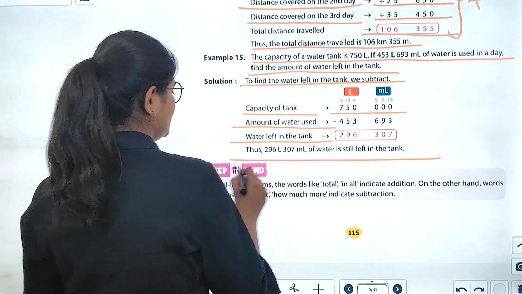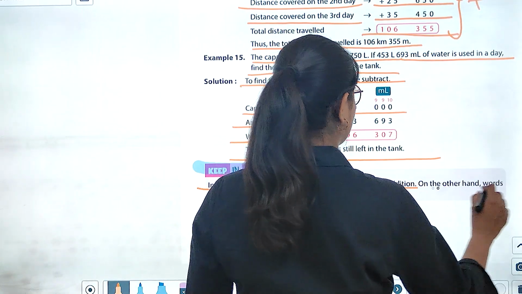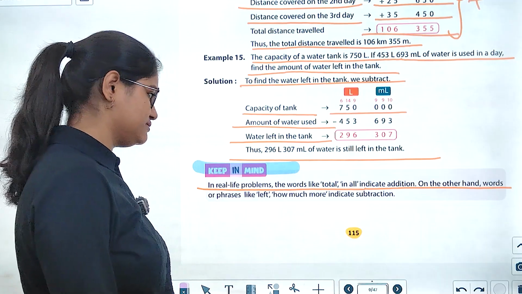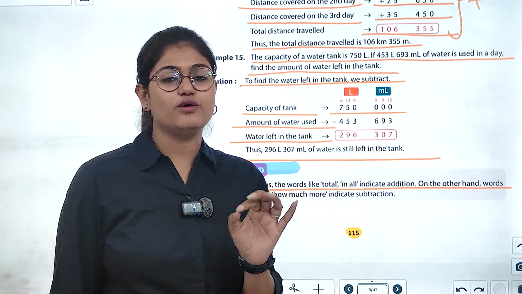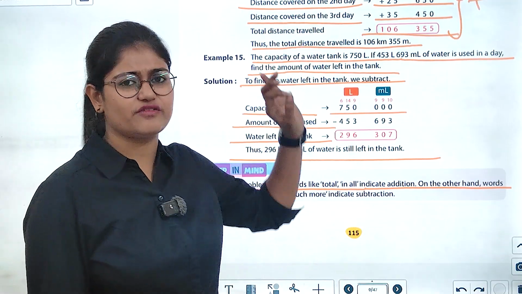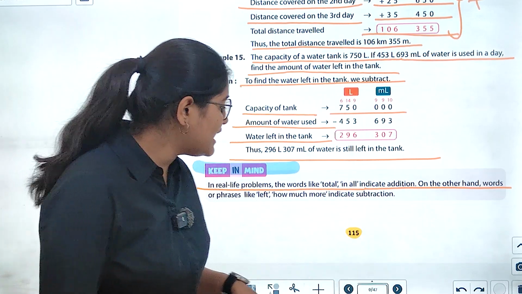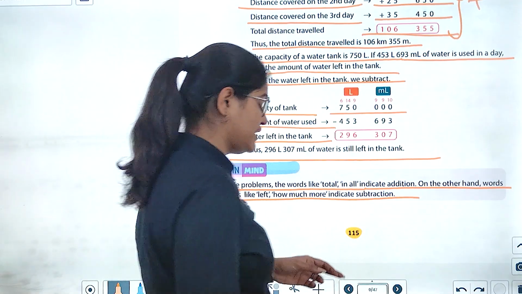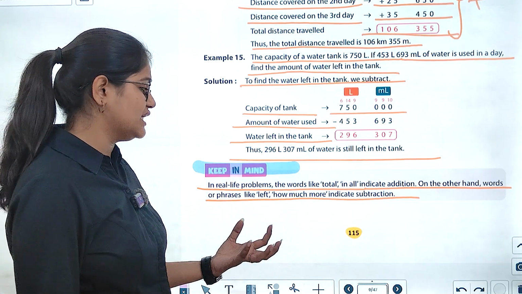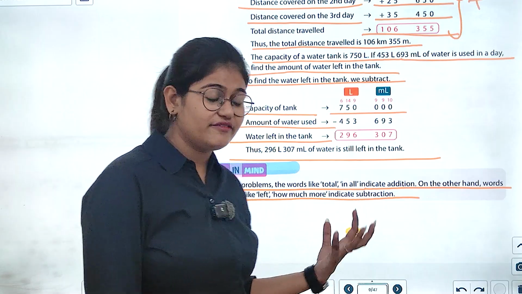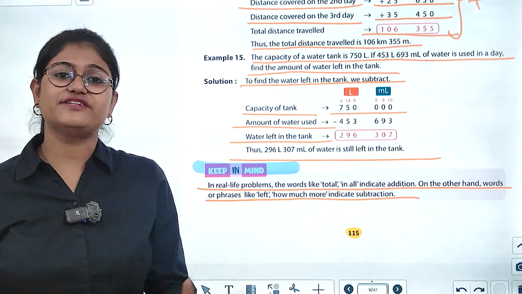Now, we have to keep in mind some things. They are, in real life problems, the words like total indicate addition. कि रियल लाइफ प्रॉब्लम्स में जो वर्ड होता है टोटल, वो एक्चुअली एडिशन को इंडिकेट करता है. तो जहां भी हमें रियल लाइफ सिचुएशंस में टोटल वर्ड यूज मिल जाए तो हमें वहां पर एडिशन करना है. On the other hand, words and phrases like left, or how much more, indicate subtraction, right? कि हमें उन सिचुएशंस में सब्ट्रैक्ट करना है.